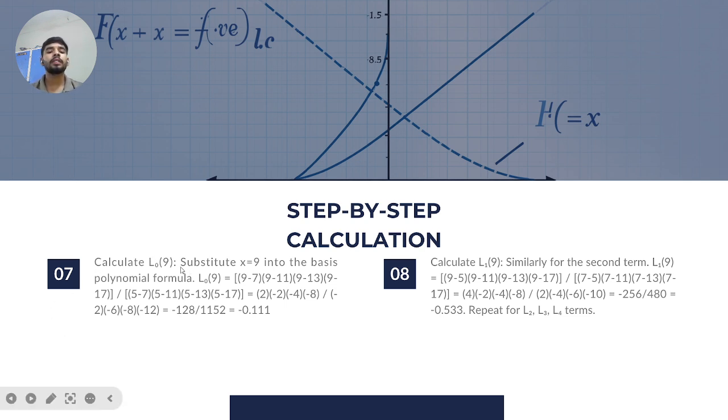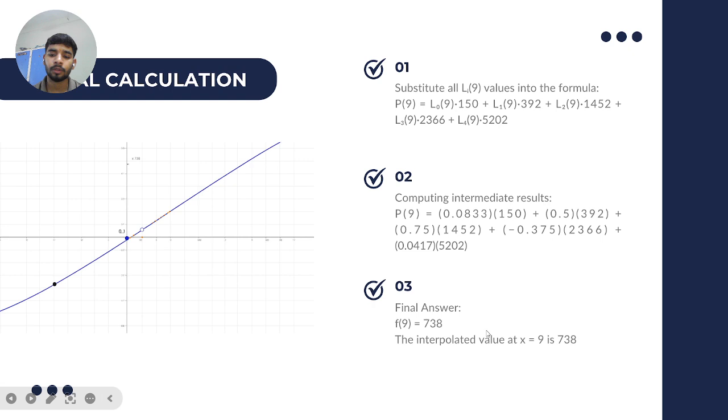Here, calculating L_0 of 9, substitute x equals 9 into the basis polynomial formula. L_0 of 9 equals (9 minus 7)(9 minus 11)(9 minus 13)(9 minus 17) divided by (5 minus 7)(5 minus 11)(5 minus 13)(5 minus 17), which is as given. Calculate L_0 of 9. Similarly, for the second term, by putting in the values, now repeat this equation for L_2, L_3, and L_4.